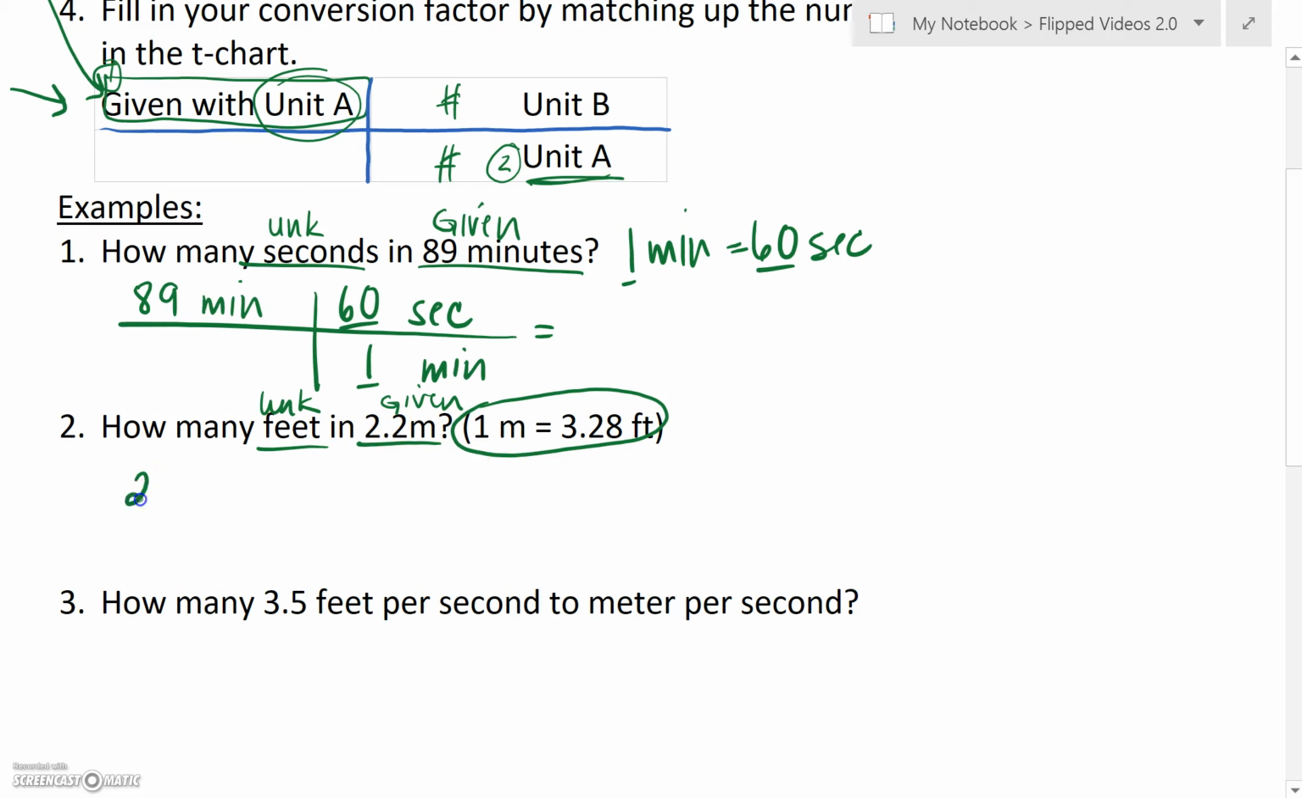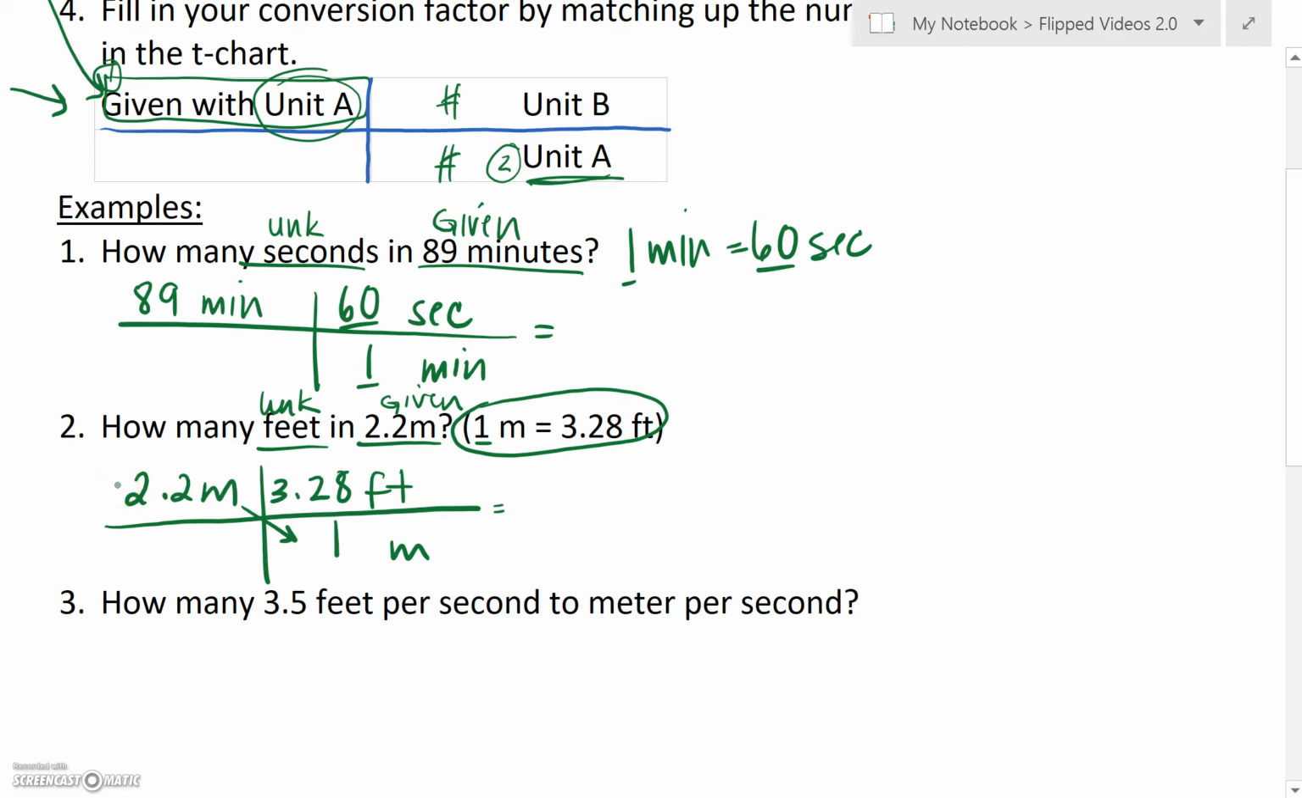So let's start with the given, which is 2.2 meters. Now I'm going to draw my T. Meters is my unit A, so I'm going to bring that directly down to the bottom. And what I want is feet, so I'm going to put that up at the top. Now this is something that we're not very familiar with, so I need to use my conversion factor. Right here, meter has a 1 in front of it, so I'm going to put a 1 in front of the meter. And feet has 3.28, so I'm going to match it up here, and 3.28 will go in front of feet. So that's my second example of how to set up a T-chart.